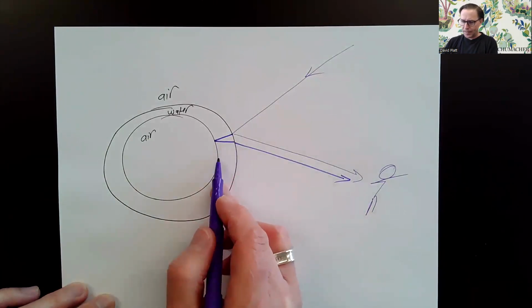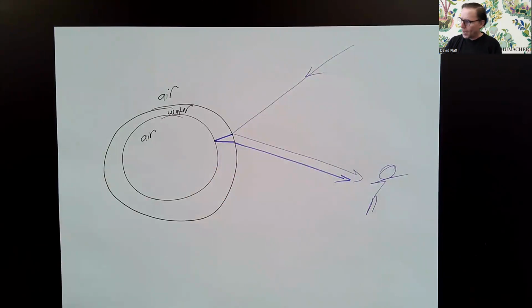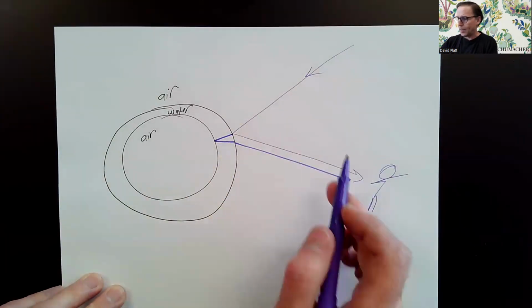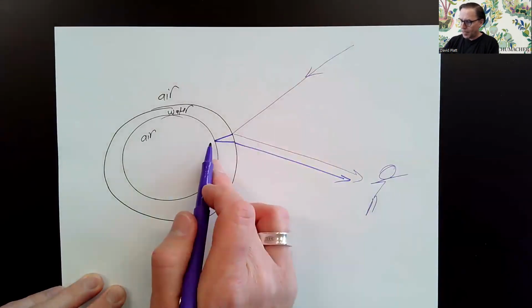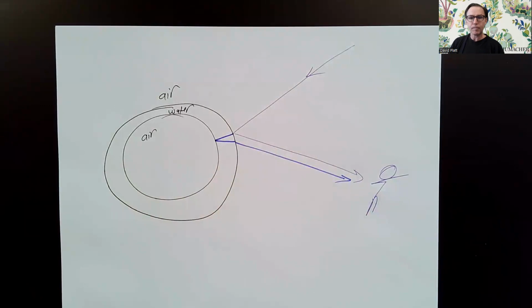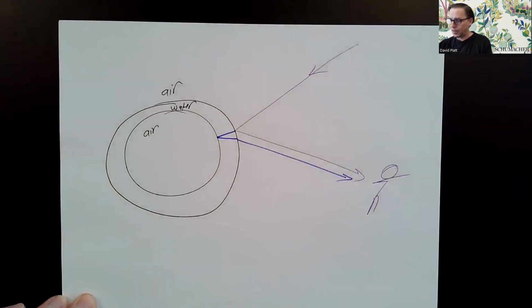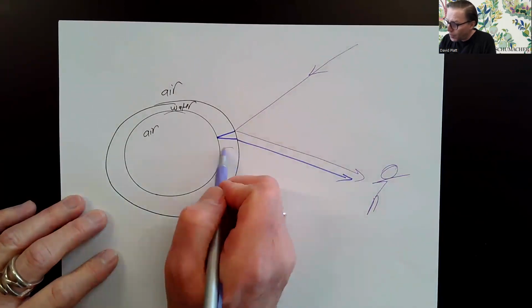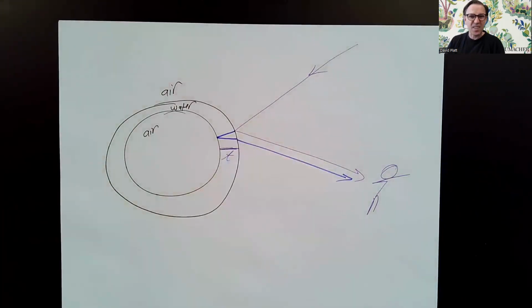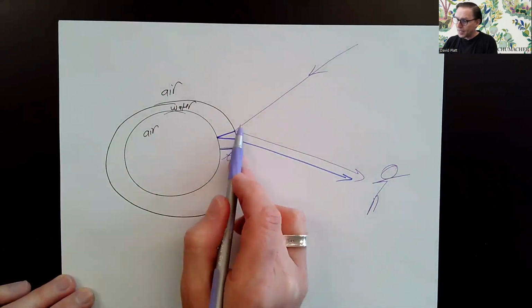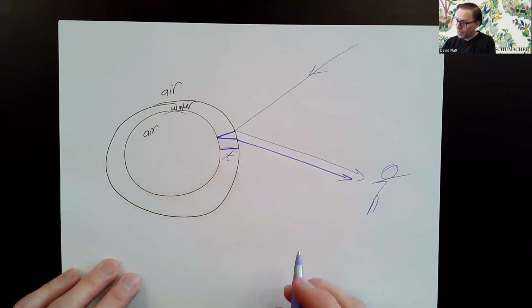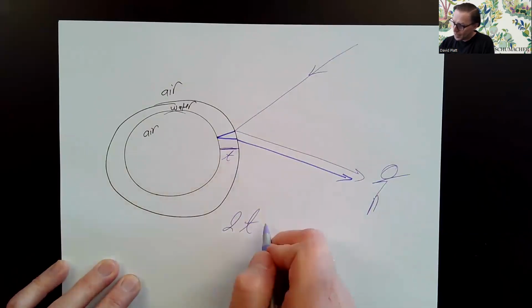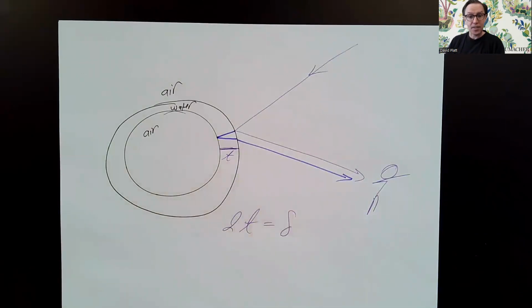Now, yes, some of the light here might reflect and go away, and some of this light might be transmitted and go away. But what is delighting the observer is these two rays, the reflected and the transmitted-reflected ray. And what we're interested in is the path difference. The path difference is going to indicate whether we have constructive or destructive interference. And it turns out that if I call this t the thickness of the bubble, the path difference is essentially 2t. So 2t is equal to delta, the path difference.